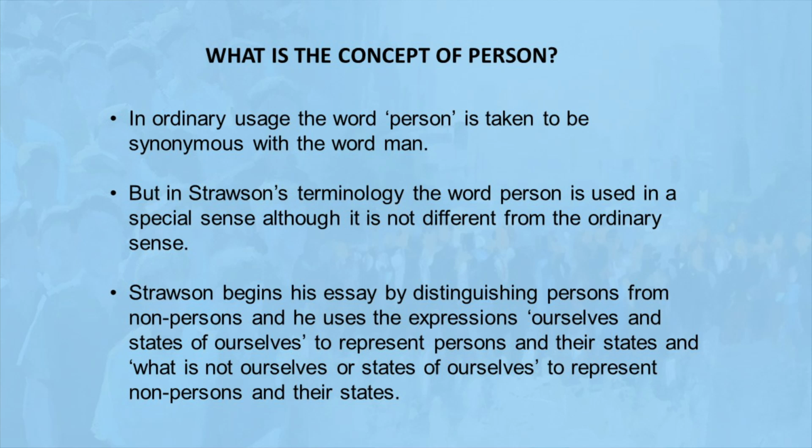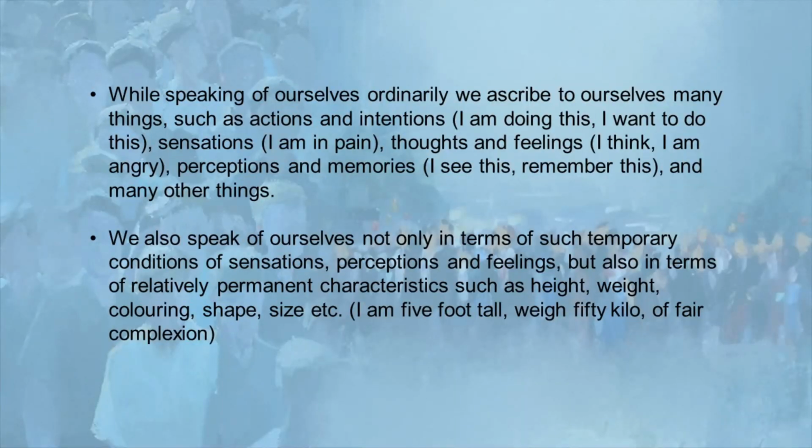He uses the expressions ourselves and states of ourselves to represent persons and their states, and what is not ourselves or states of ourselves to represent non-persons and their states. Now, while speaking of ourselves ordinarily, we ascribe to ourselves many things such as actions and intentions: I am doing this, I want to do this. Sensations: I am in pain. Thoughts and feelings: I think, I am angry. Perceptions and memories: I see this, I remember this, and many other things.